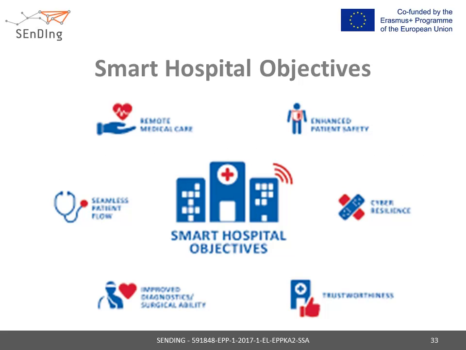The motivation to move from a traditional hospital to a smart hospital environment is about comprising optimized and automated end-to-end processes, as well as IoT components. The introduction of IoT technology comes with new capabilities in patient healthcare. The objectives of a smart hospital are defined as follows: remote medical care, enhanced patient safety, cyber resilience, trustworthiness, improved diagnostics and surgical ability, and seamless patient flow.